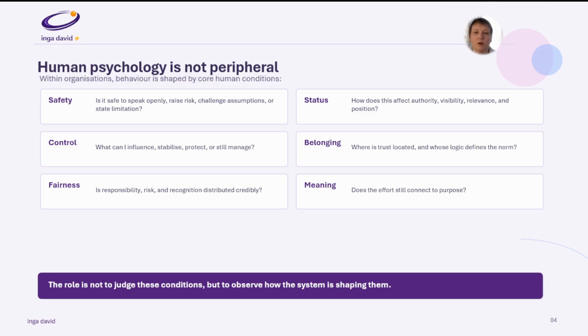Belonging. Where is trust located? And whose logic defines the norm? Meaning. Does the effort still connect to purpose? The role is not to judge these conditions, but to observe how the system is shaping them.